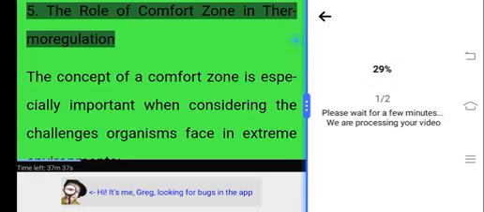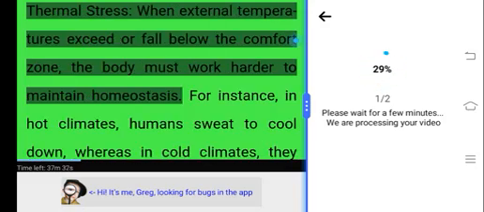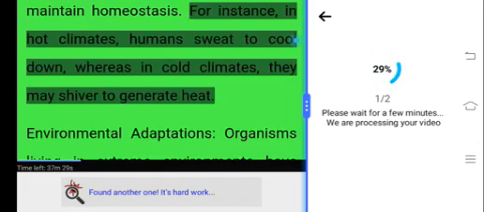5. The role of comfort zone in thermoregulation. The concept of a comfort zone is especially important when considering the challenges organisms face in extreme environments. Thermal stress. When external temperatures exceed or fall below the comfort zone, the body must work harder to maintain homeostasis. For instance, in hot climates, humans sweat to cool down, whereas in cold climates, they may shiver to generate heat.